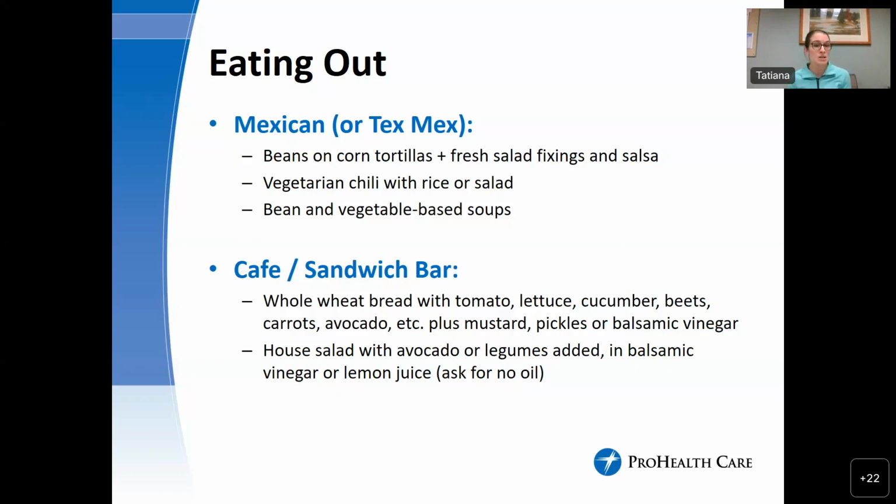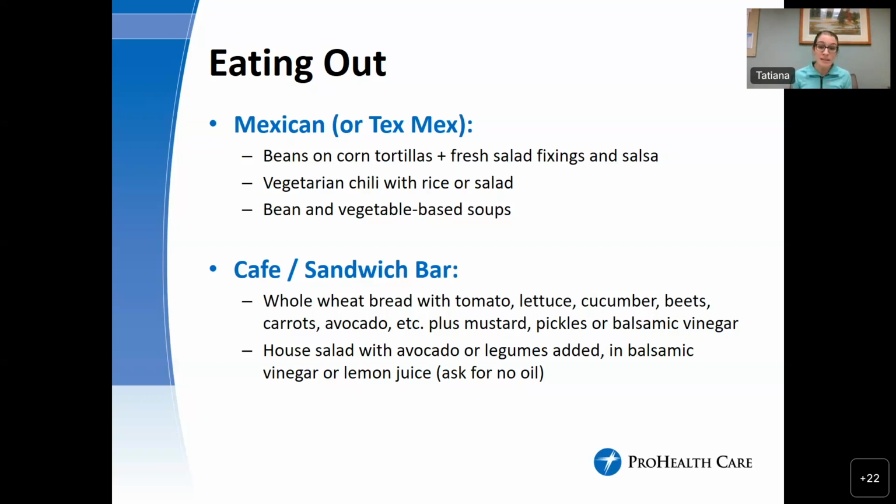You do want to ask, though, when we go out to Mexican, how their beans are prepared, especially their refried beans, because a lot of refried beans can be made with butter and oil, right? So we're going to want to be getting just their plain pinto beans, their plain black beans. So again, asking how things are being prepared. And then if we're going out to a cafe for sandwiches, things like that, if we can get whole wheat bread and then just throw on as many veggies as you want. Remember that those condiments are permitted on this eating plan.